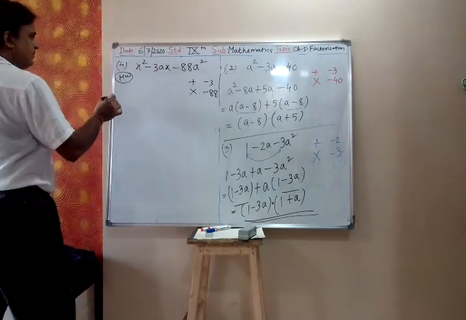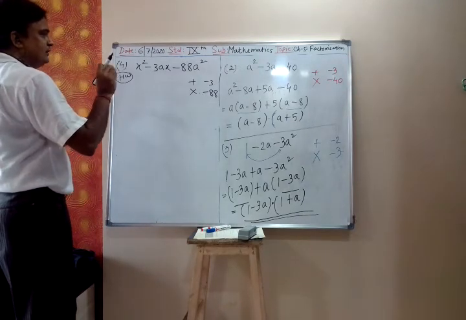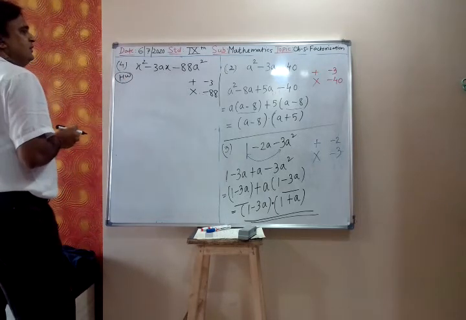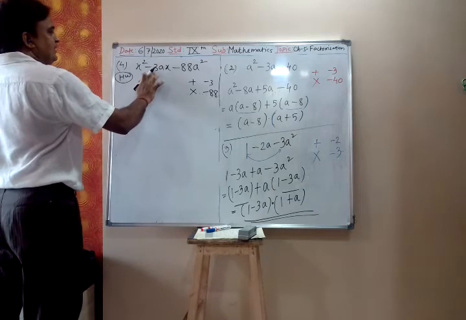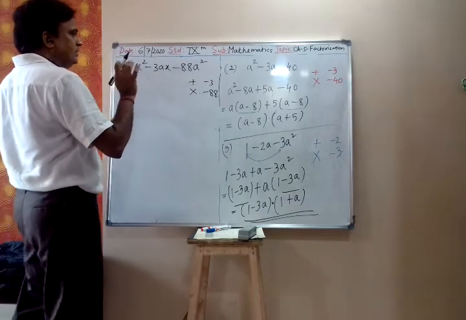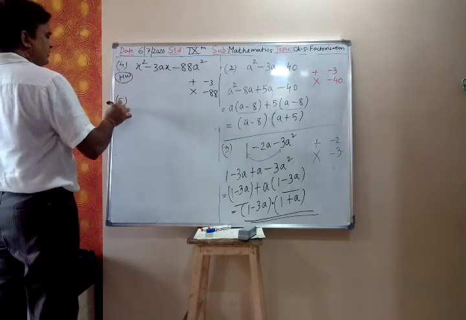Now 5th, minus 11ax plus 8ax. Are you getting? 3ax, you will write minus 11ax plus 3ax plus 8ax. Are you getting? Are you following or not? 5th.